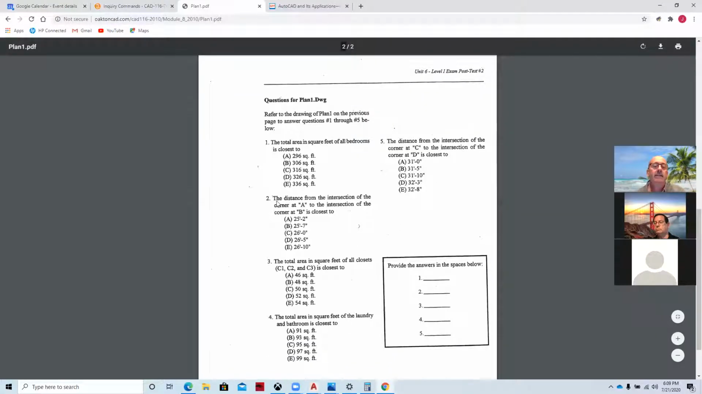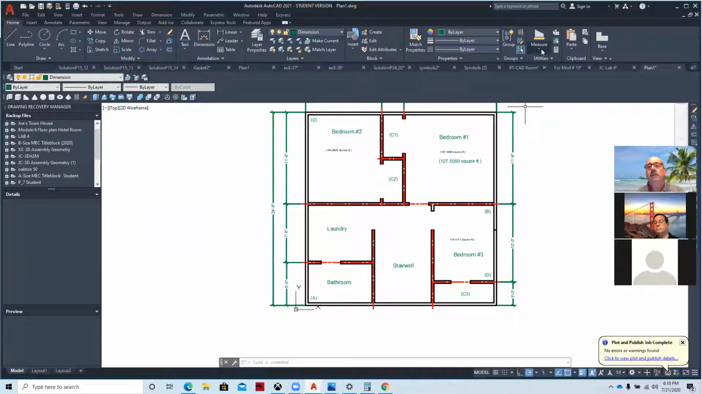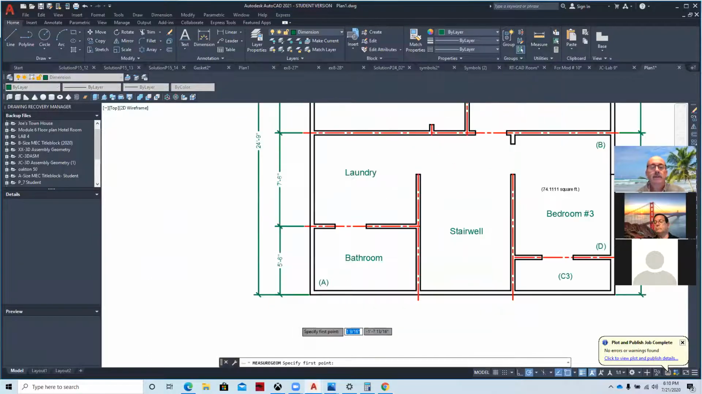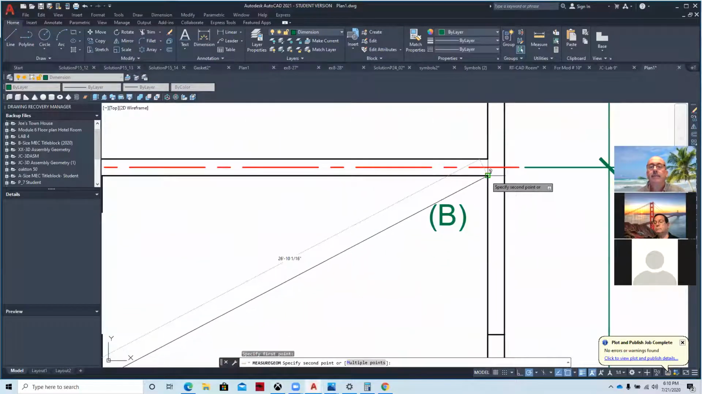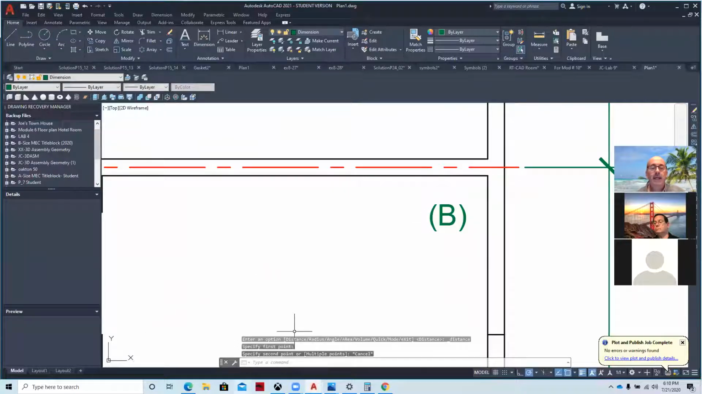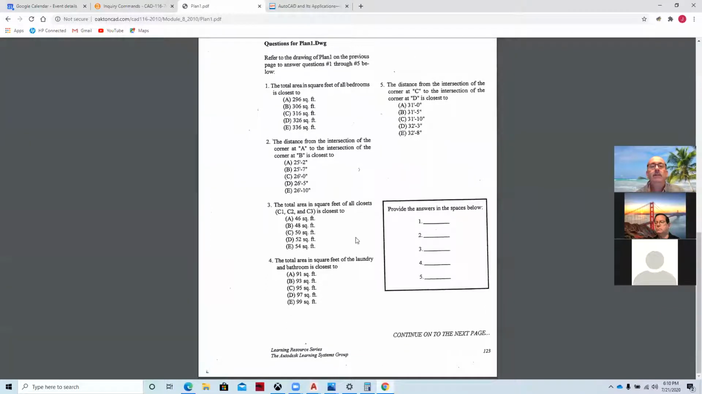And then they like to ask questions like the distance from the intersection of corner A to the intersection of corner B. What they do is give a measurement that you would just go and calculate, using the distance command. So you say distance, and here's A right at this corner, and then you track that up to B, and you determine it's 26 feet 10 1/16. Then we go back and take a look at our values, and we see 26 feet 10 inches. So that would be closest to E. They do say closest. And then you can certainly work the other ones.